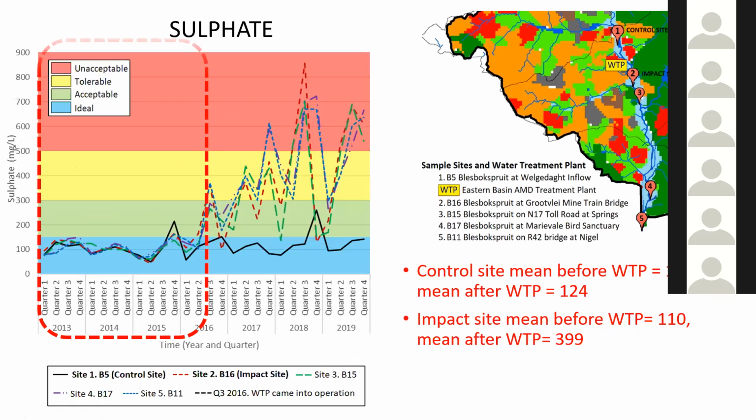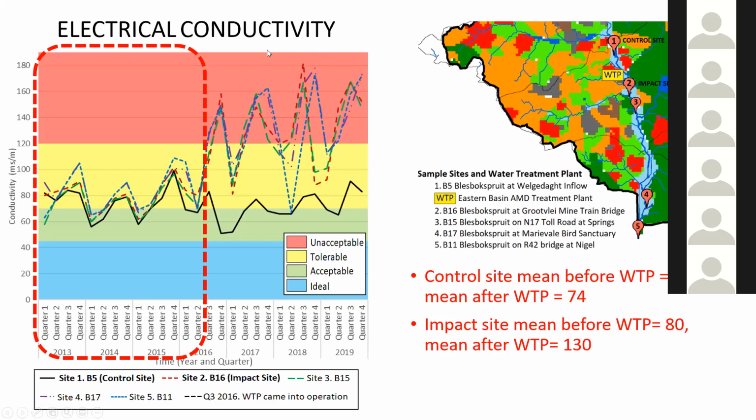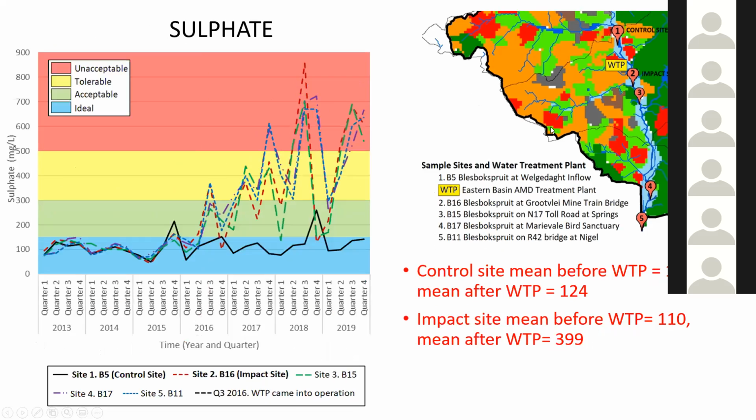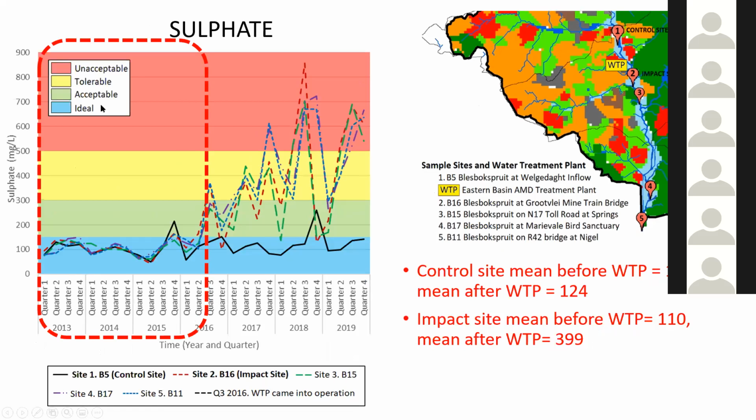The same situation occurs here for sulphate. Oh yeah, sorry, I just forgot to mention that the colors actually represent the Blesbokspruit Forum water quality colors guidelines. So after the water treatment plant comes into play, conductivity now has reached unacceptable levels at all sites downstream of the water treatment plant. And so the same can be said for sulphate, where the situation before is very similar water chemistry throughout all the sites with regards to sulphate, but after, all the sites diverge from the control site.